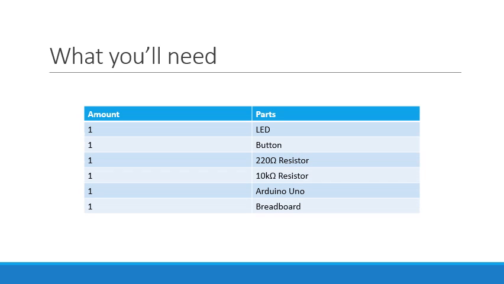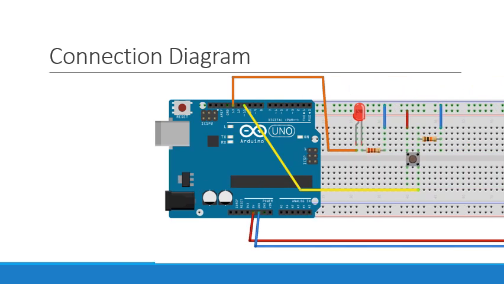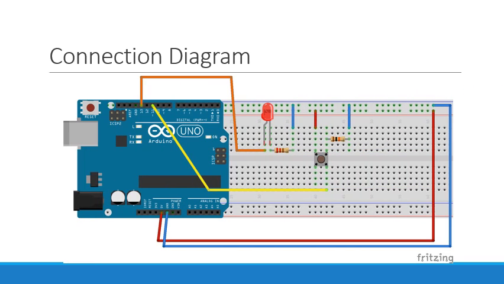So what are the things that you'll be needing for today's class? I'm going to connect it the exact same way we connected the other ones, with the same parts: the LED, the button, 220 ohms resistor, 10k ohms resistor, the Arduino Uno, the breadboard. The only difference will be in our code. We'll be using our code to know when the button has been pressed and when the button has been released.